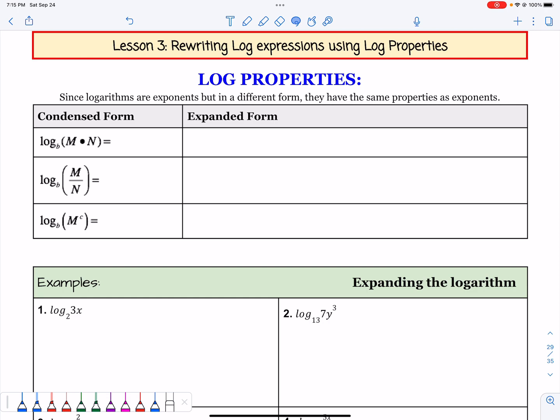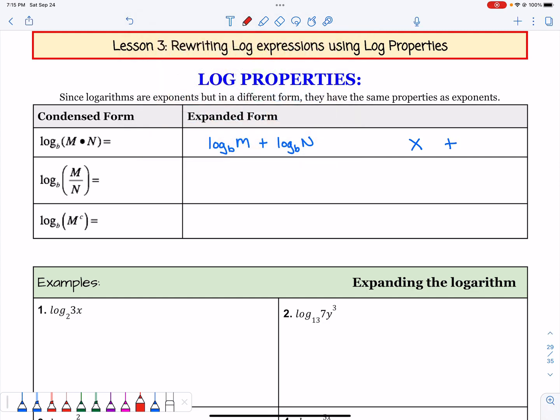For the first property, it's called the product property because they're multiplying. When you're given something like this with the product, you need to expand it by giving each element the log. So it's log base b of m and log base b of n. When we're expanding, you give everything the log with the base. And then they were multiplying, so we need to add those two things together. So multiplying goes with adding. They look kind of similar.